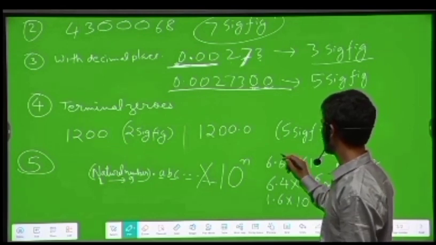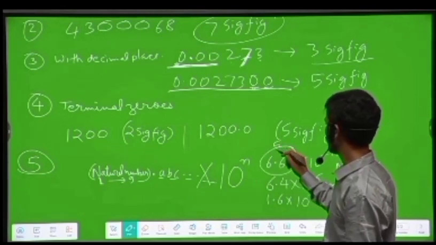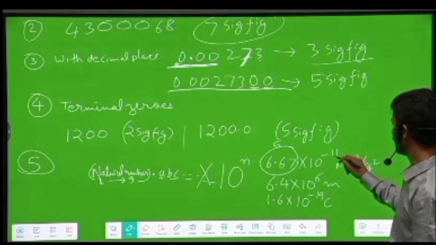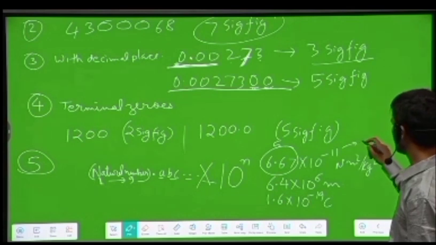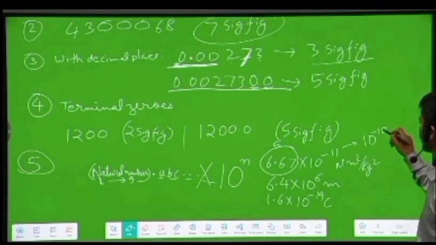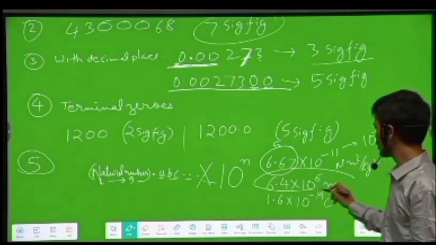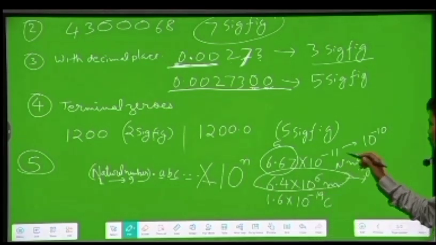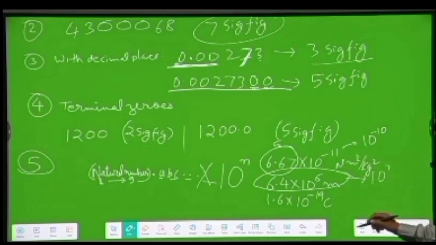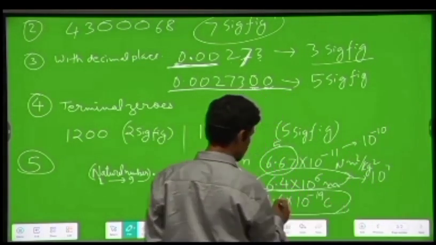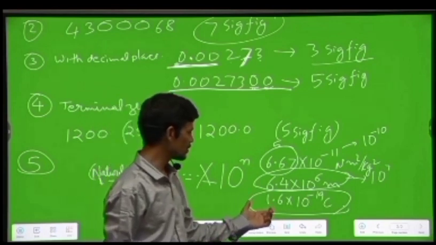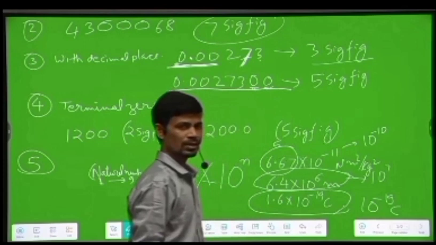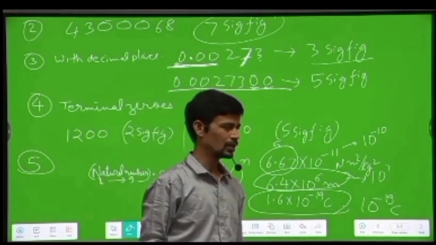So if this value is equal to 5 or greater than 5, then we are going to add 1 here. So then in terms of order of magnitude, it will be 10 to the power minus 10. And if here it is greater than 5, if it would be 5 also, then still we are going to add 1. So 10 to the power 7. Here it is less than 5, so it will remain as it is, 10 to the power minus 19. So this is how we write order of magnitude.